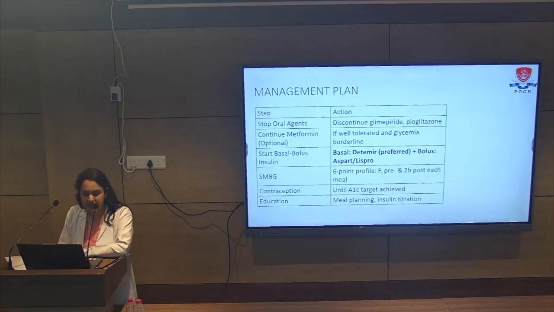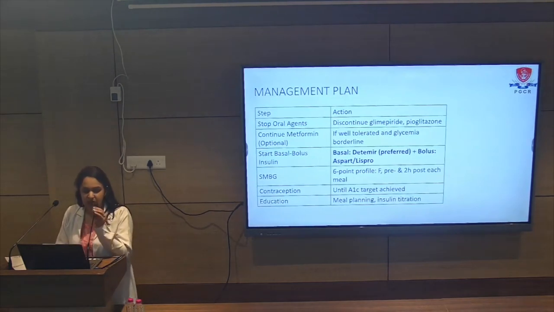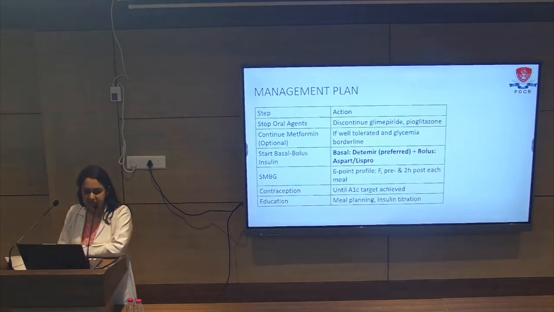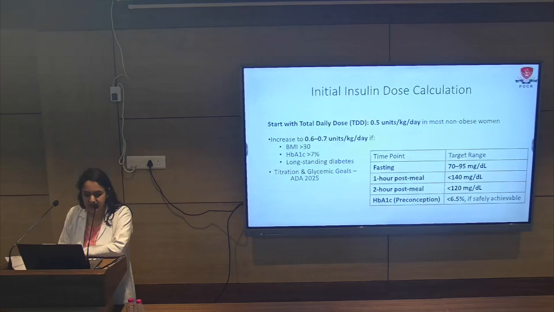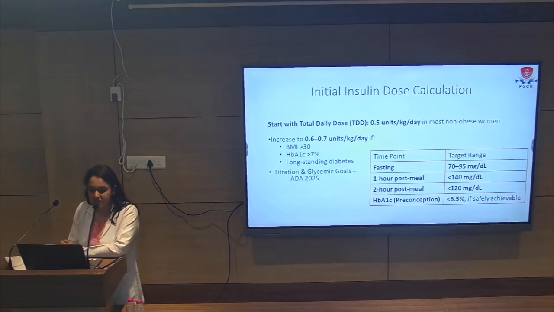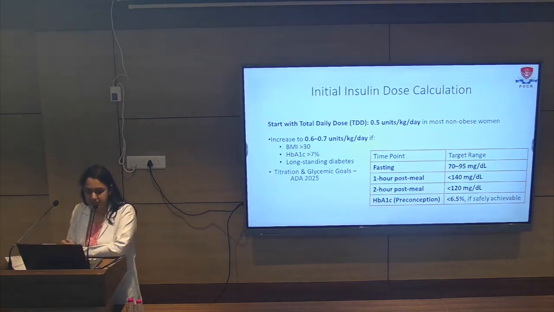So we will stop the oral anti-diabetic agents. We can continue, which is optional, metformin if it is well tolerated and glycemia is borderline. We start the patient on a basal bolus insulin regimen. We go for blood glucose monitoring 6 times per day: fasting, post-breakfast, pre-lunch, post-lunch, pre-dinner and post-dinner. And we educate the patient regarding meal planning and insulin titration. In most non-obese women, the total daily dose is calculated as 0.5 units per kg per day. We increase to 0.6 to 0.7 units per kg per day in patients with a BMI of more than 30.